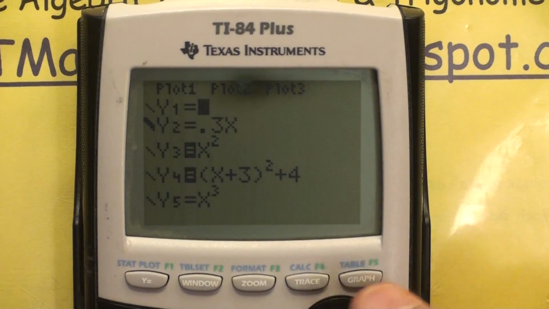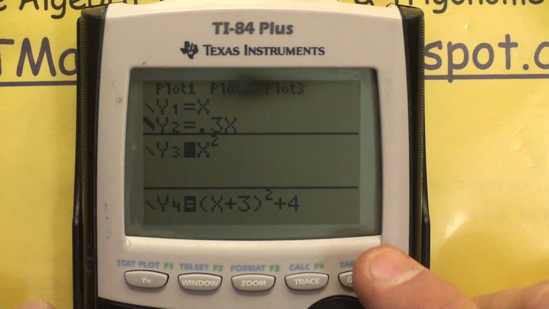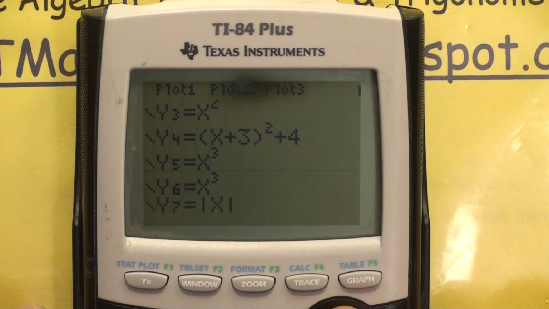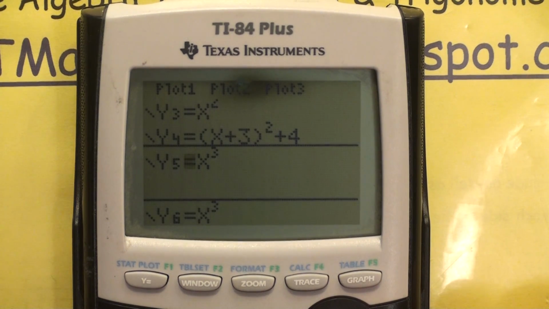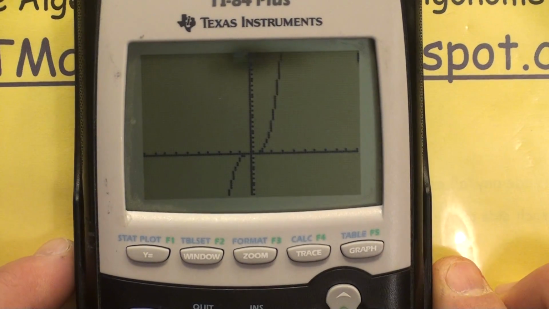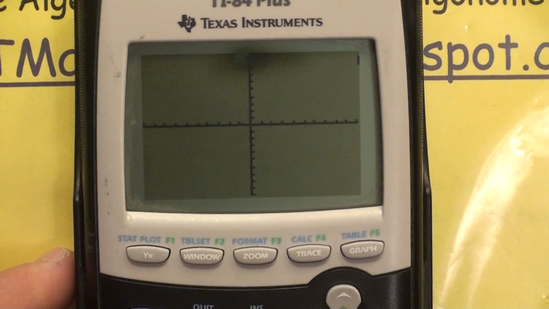Let's continue with this. We'll go ahead and press enter on that equal sign and minimize that so you can't see it anymore. There's a cubic function, okay? And our cubic looks like this. Let's go zoom standard.